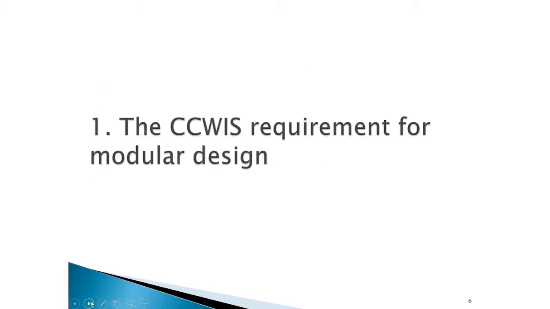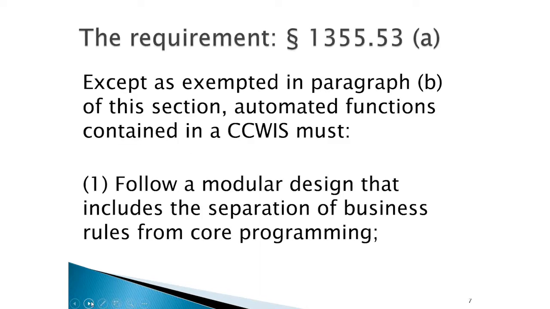Moving on to the CCWIS requirement for modular design. The requirement is laid out in section 1355.53(a), and roughly stated, it says that except as exempted in paragraph (b), automated functions contained in a CCWIS must follow a modular design that includes the separation of business rules from core programming. And what we'll do today is talk a little bit about what that means and the implications for the design of CCWIS systems.